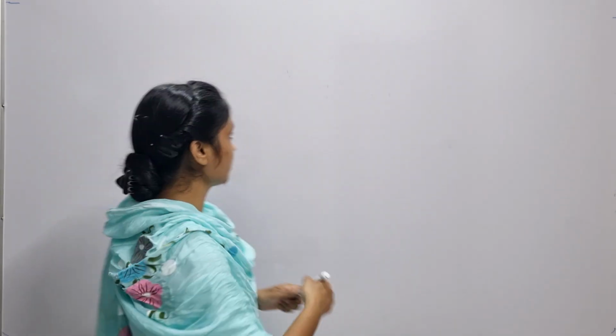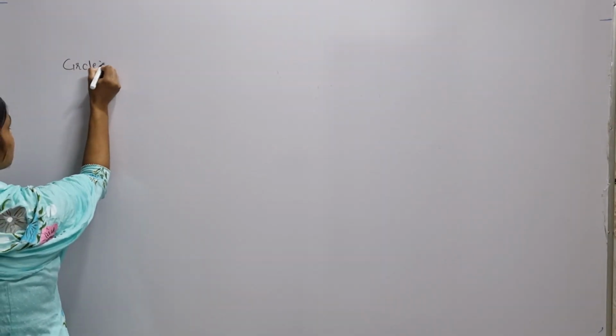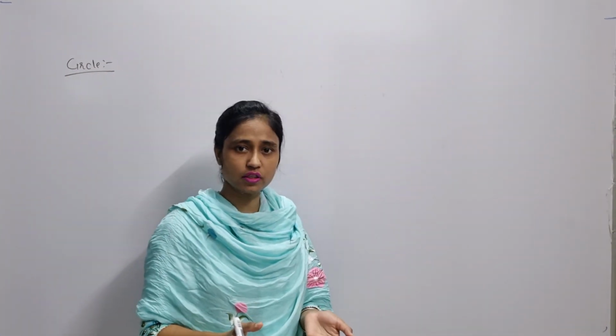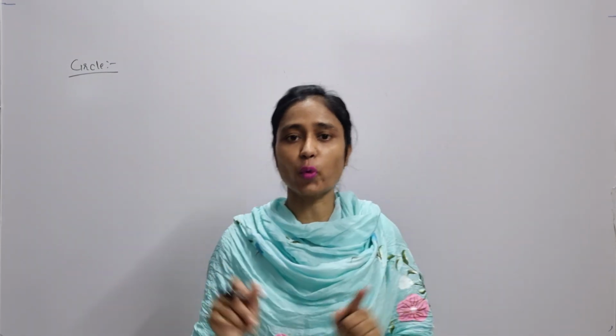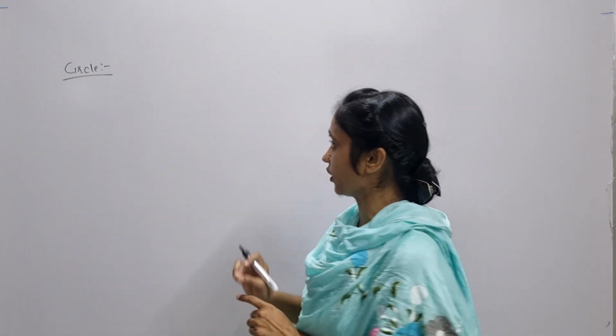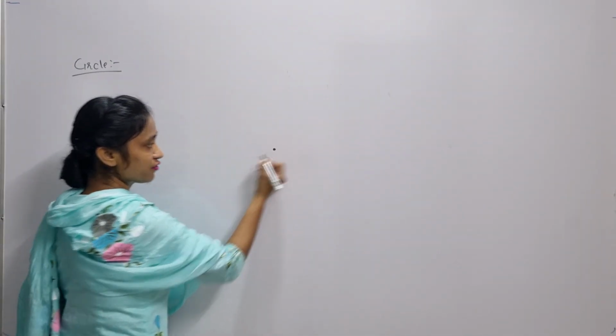So I will start from the definition of the circle. What is a circle? Circle is a closed curve which is obtained by joining all those points which are at the same distance from the fixed point. See, suppose this is the fixed point.